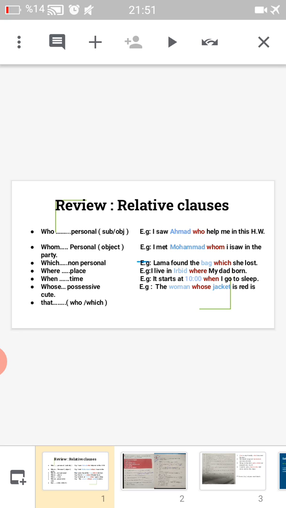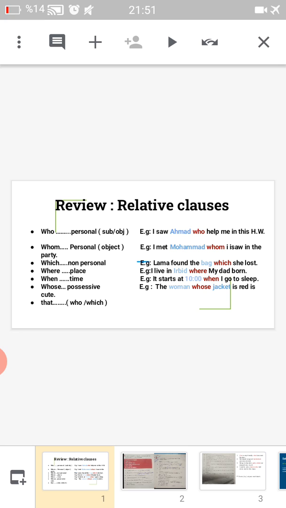Today I will make a review about relative clauses. The tools of relative clauses are: who refers to a person and comes as a subject or object. For example, I see Ahmad who helped me in this homework. Who refers to Ahmad, so we will use who.